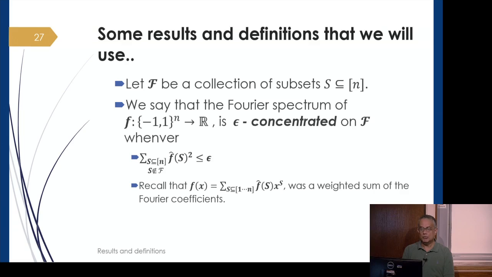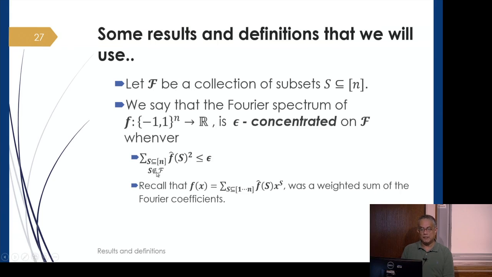So formally, let F be a collection of subsets of S, and we say that the Fourier spectrum of this function f, which we have already defined, is epsilon concentrated on this set F, provided the sum of the squares of the weights, you square because you want to normalize and get rid of things like signs, of elements that are not in F is less than or equal to epsilon, which means most of the weight is in elements that are in F.